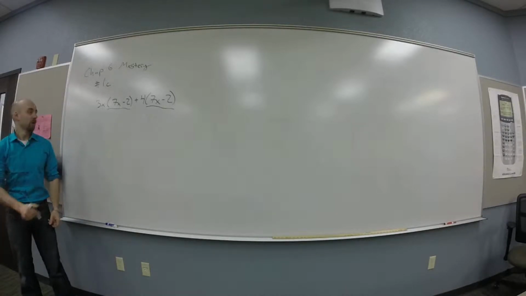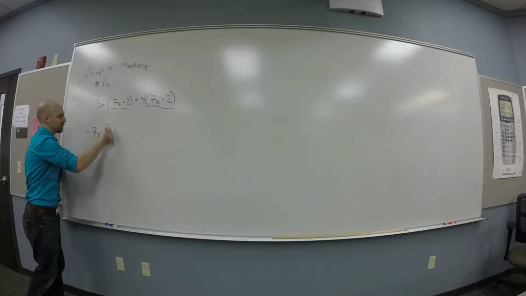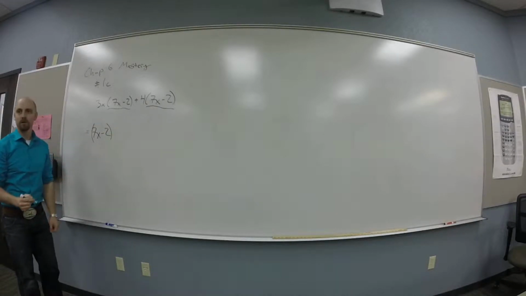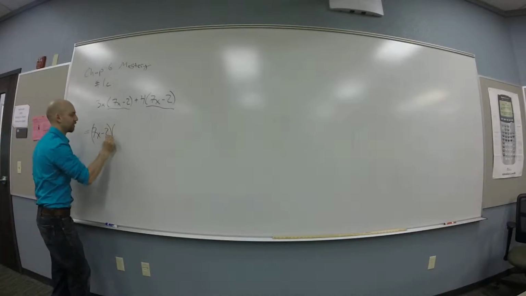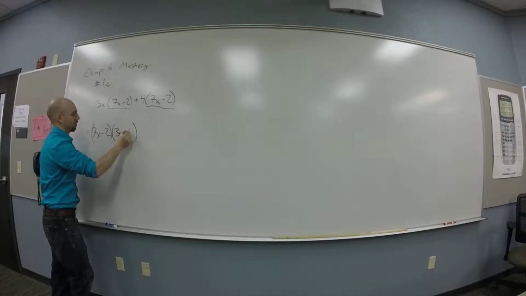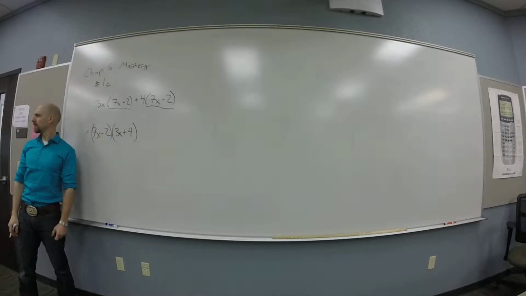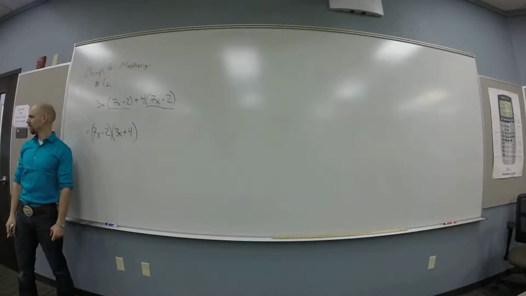Okay, so let me factor out a 7x minus 2, right? What am I left with? 3x plus 4. Oh. Cool. That seemed easy somehow, right? But it was hard when you were probably looking at it, right?